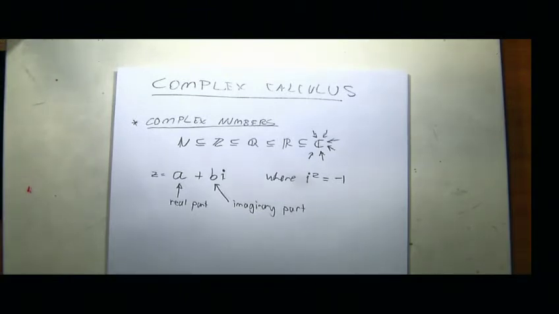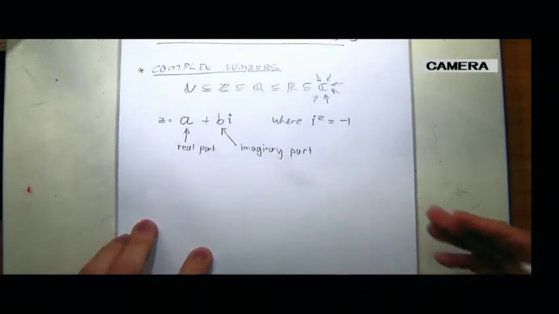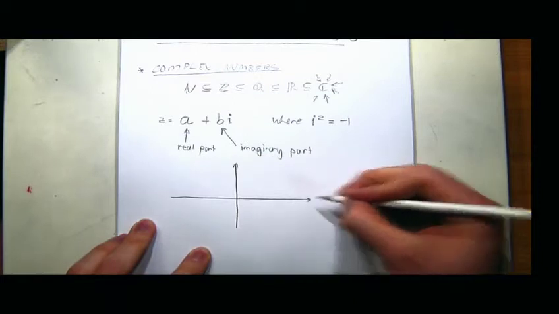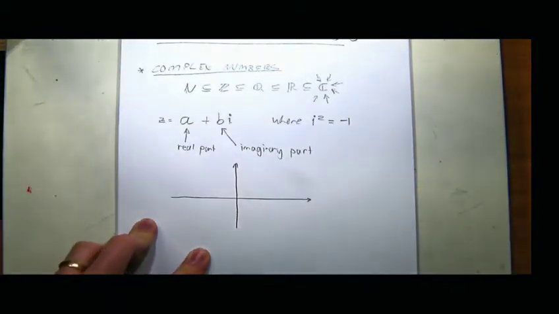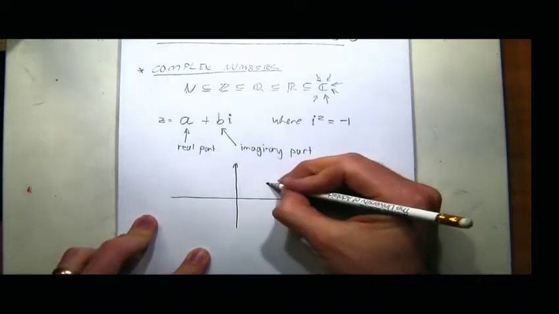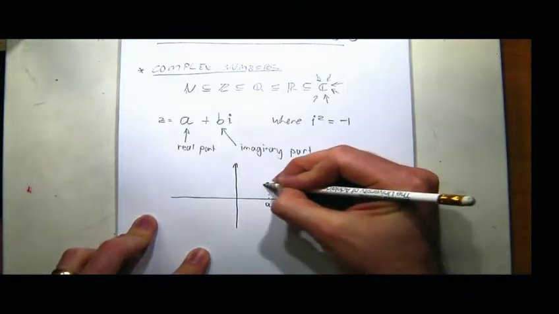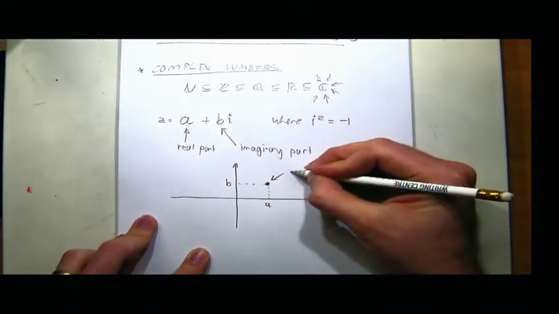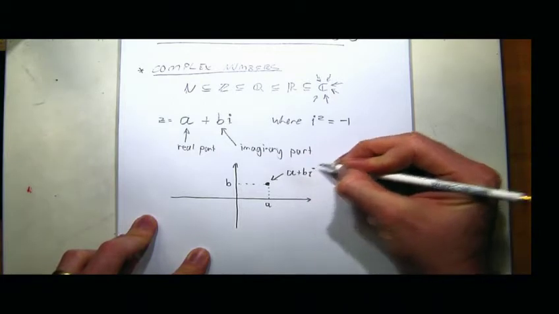And the classic thing about complex numbers, which makes them so useful for vector calculus sort of stuff, is that every complex number has a representation as a point on 2D space. So you would have this, and this would be a, and this would be b, and that dot there is the complex number a plus bi.